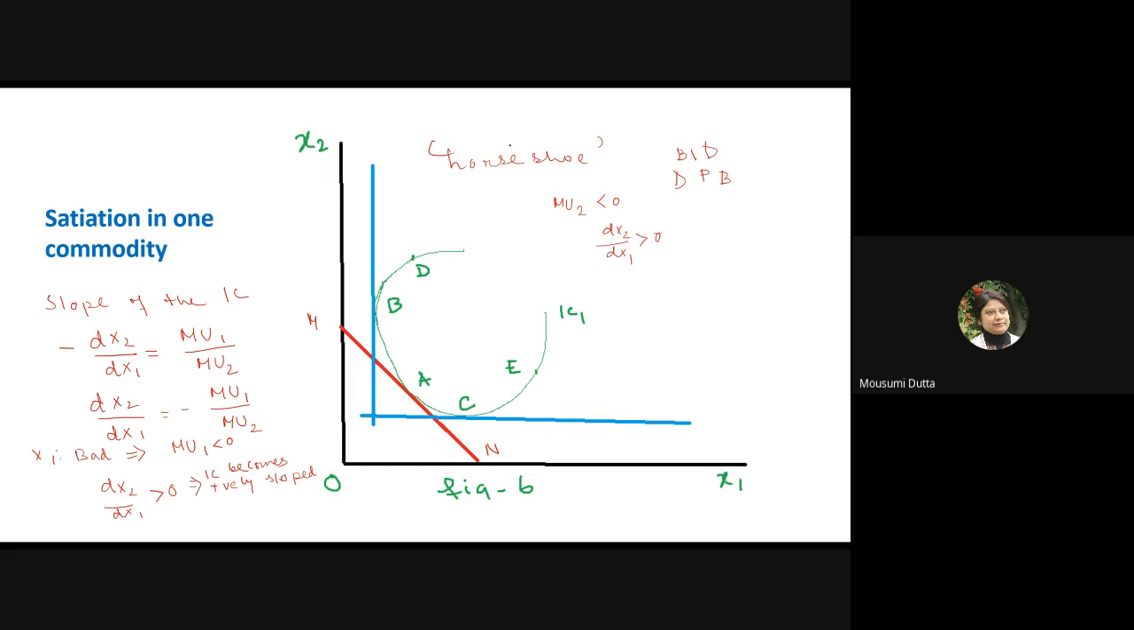Within bracket, that is after the point B, X2 appears as the bad to the consumer. Underline, X2 appears as the bad. X2 is no longer a good, rather it will be treated as bad.